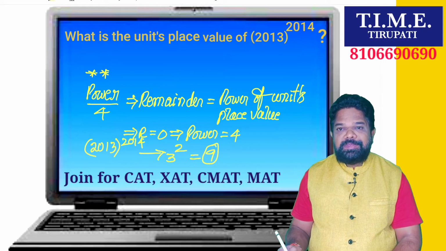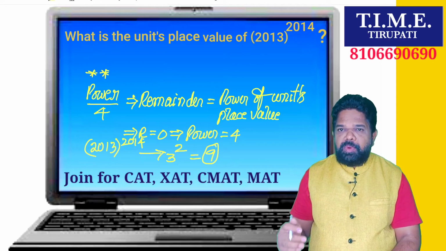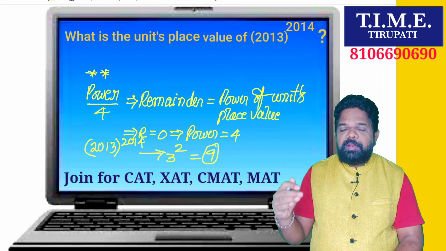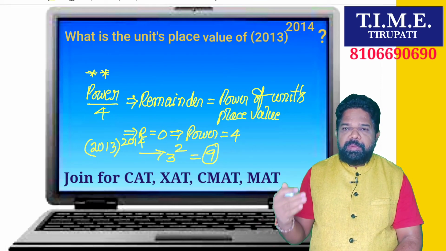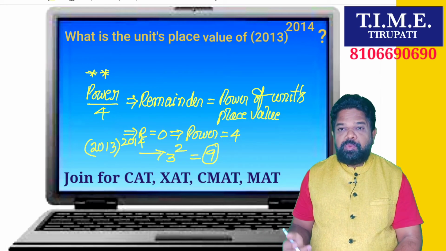You can get the answer in a single step, but to get this answer you have to keep this key point in your mind. What is that key point? The power is divided by 4 to get some remainder. That remainder is equal to the power of the units place value. Sometimes you may get remainder 0. If the remainder is 0, you have to take the power as 4.